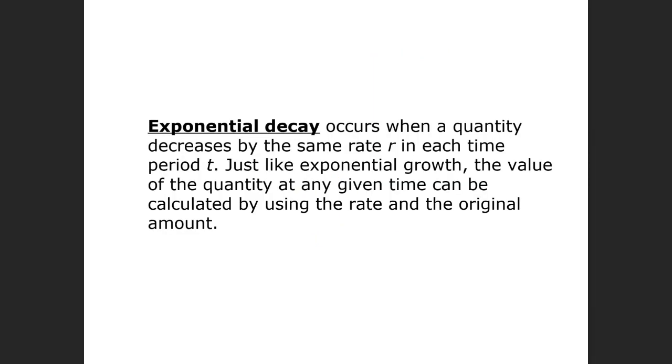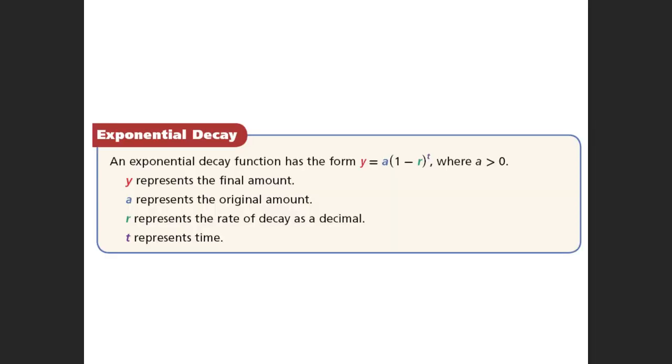Exponential decay, very similar equation, but guess what? It's a minus there. So it's going to be the original amount times (1 minus the rate) to the t power. Now, I'm going to tell you one thing that you're going to get wrong this week on one of the problems. I'm going to give you a problem like this: 5,000 times 0.95 to the x power. This is an exponential decay problem.